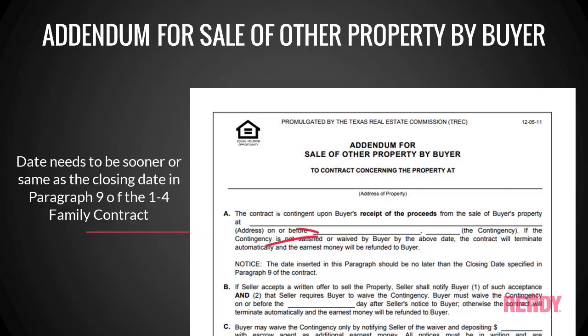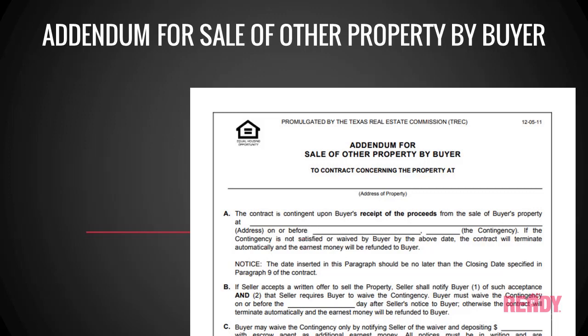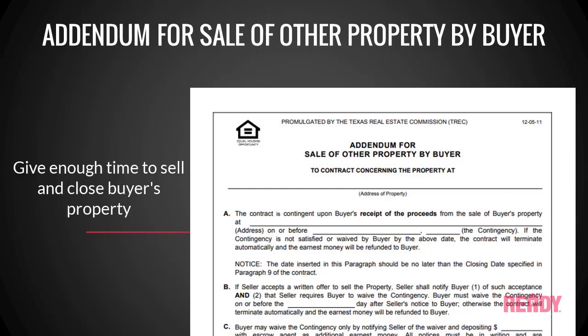The date has to be sooner or the same as the closing date in paragraph 9 of the 1 to 4 family contract. So if their existing property that they need to sell is already under contract, you could put that close date in that blank. But if it's not under contract, you're going to have to use your best guess. And you'll need to make it far enough out to give the property time to sell and close, but not far enough out that you scare the sellers and prevent them from accepting the contract.